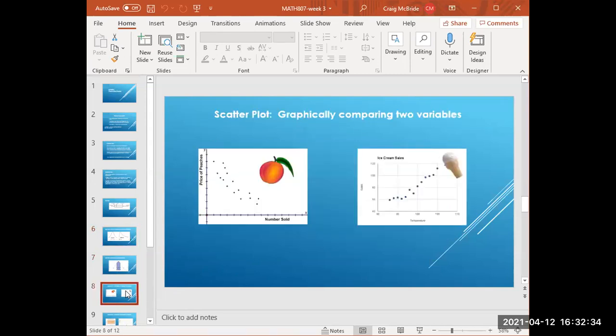Okay, scatter plots. I'm sure you guys have seen scatter plots before, right? It's just a way of visually showing the relationship between two variables.